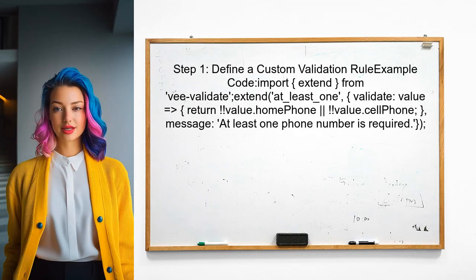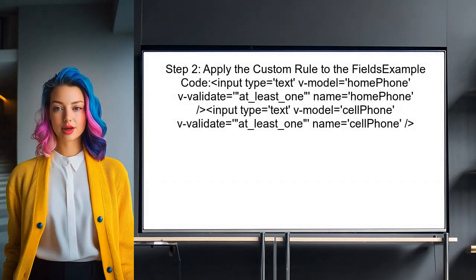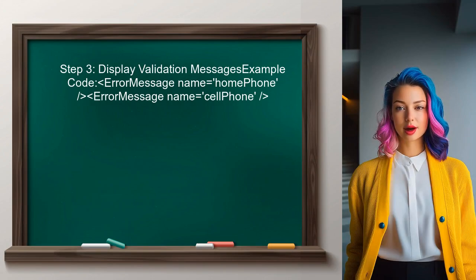To implement a rule that requires at least one of the two fields, the user should start by defining a custom validation rule in Vee-Validate. This rule will check if either the home phone or the cell phone field has a value. Next, the user needs to apply this custom rule to the form fields in their Vue component. This involves using the Vee-Validate directive on both the home phone and cell phone inputs. After applying the rule, the user should ensure that the form displays validation messages. This can be done by utilizing the error message component from Vee-Validate to show errors for each input.